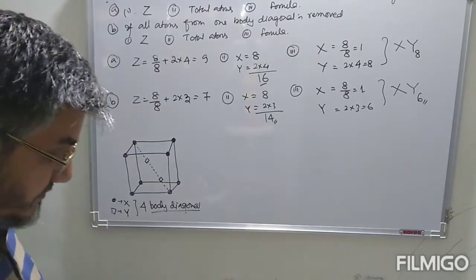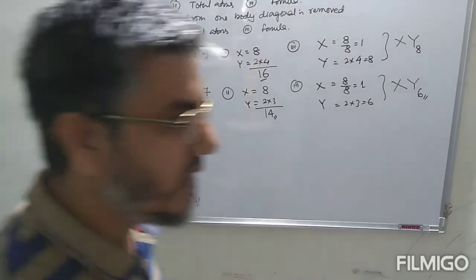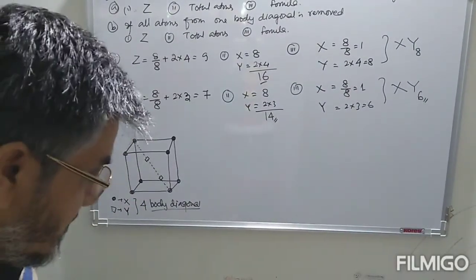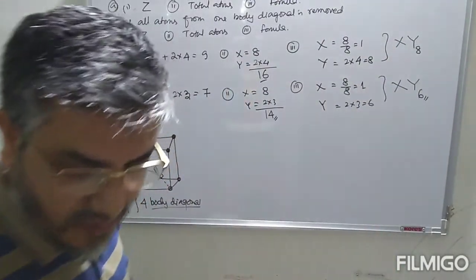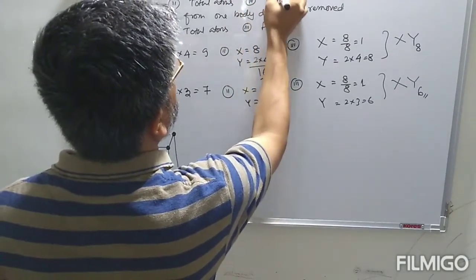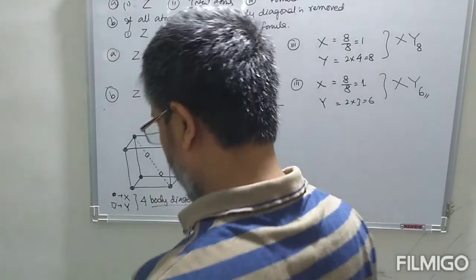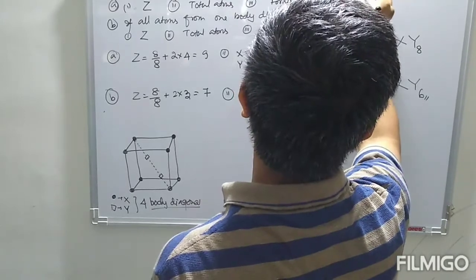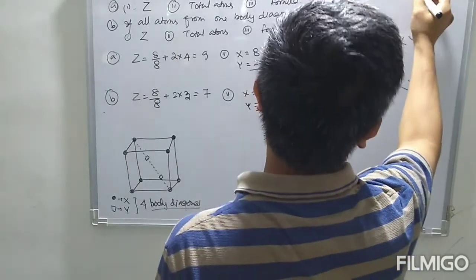Let me take one more example. Again, we have a compound formed by elements X and Y. X occupying corners of the cube and Y occupies face centers such that one X is missing from the corner.